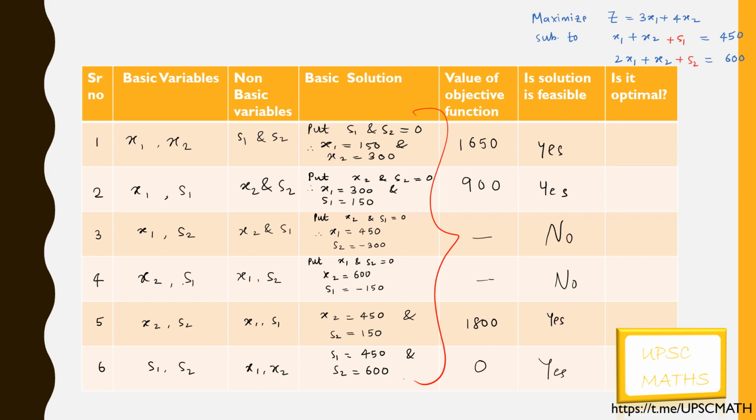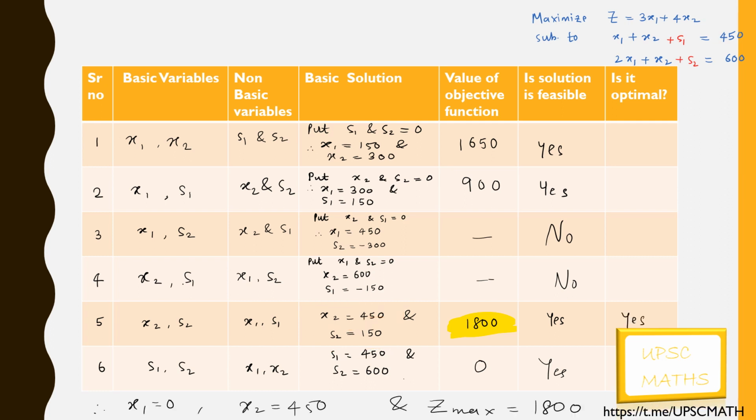So the maximum value is 1800, which is obtained at x2 equal to 450 and s2 equal to 150. Hence, we can conclude that the optimal solution is obtained at x1 equal to 0 and x2 equal to 450 and z max equal to 1800.